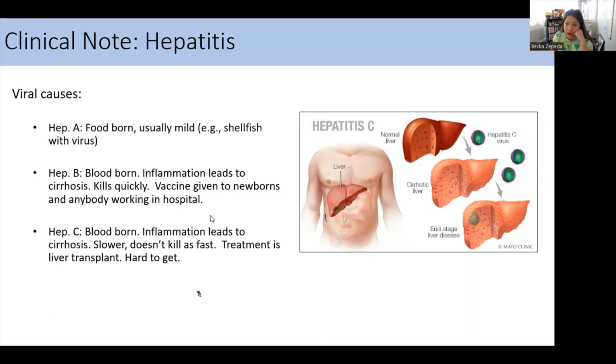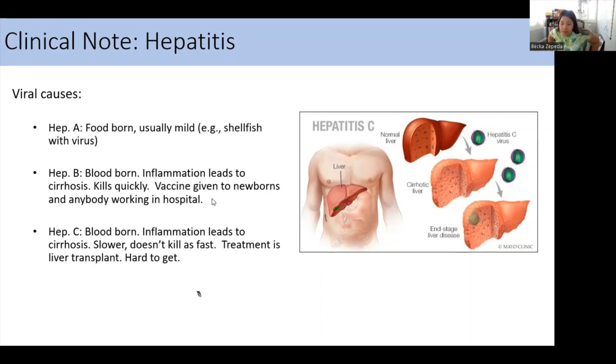Some viral causes of hepatitis include hepatitis A. Hepatitis A is actually foodborne, so you can contract it from improperly prepared foods. Shellfish that have that particular virus can cause you to have hepatitis A. Hepatitis B is bloodborne, which can cause inflammation that leads to cirrhosis.